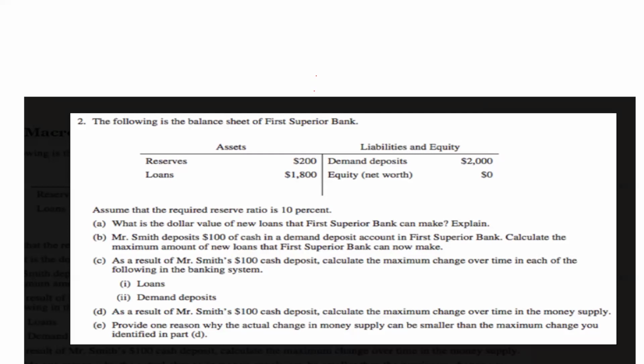Provide one reason why the actual change in the money supply can be smaller than the maximum change you identified in Part D.